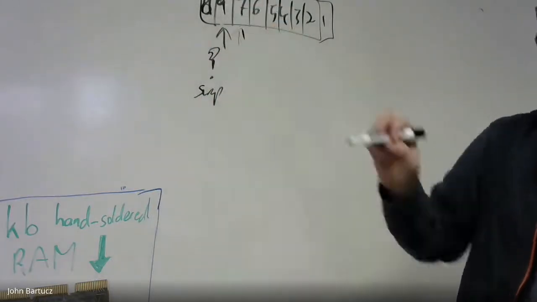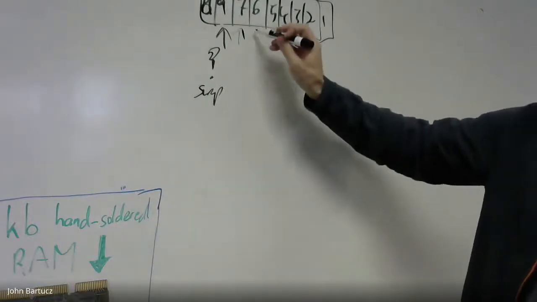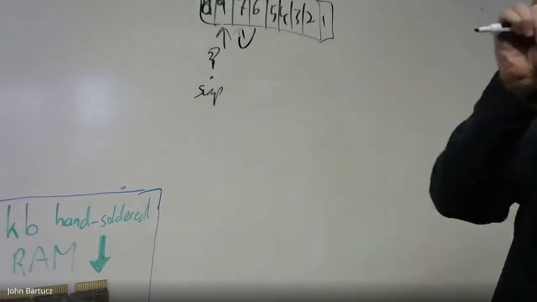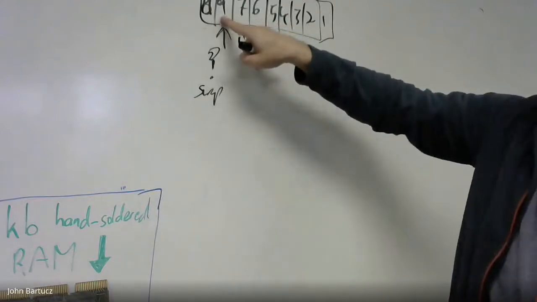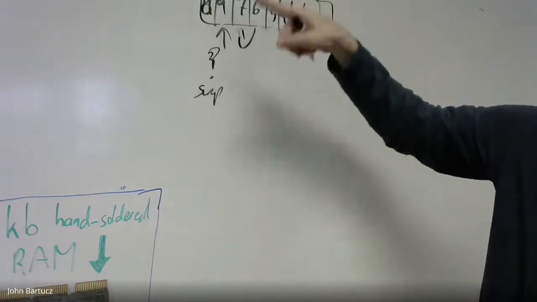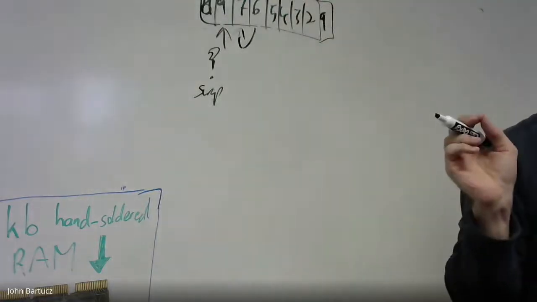We look at these two. If they're out of order, swap. Look at these two. If they're out of order, swap. So we just look at two at a time like this. And what happens is this biggest number eventually bubbles its way up to the top.